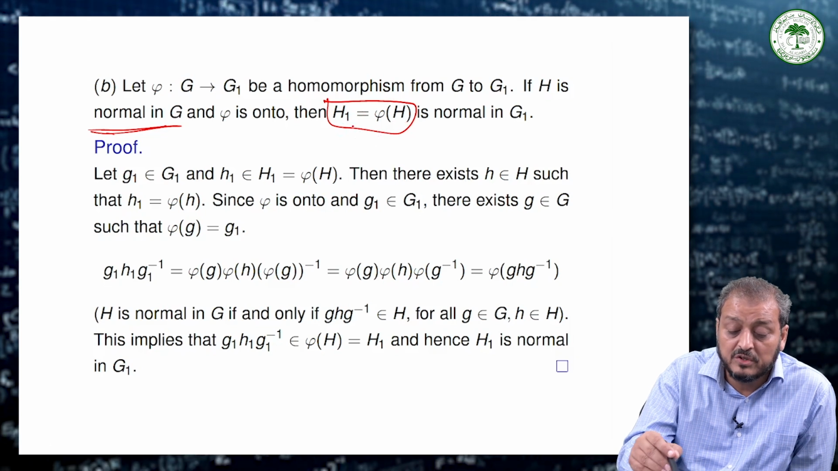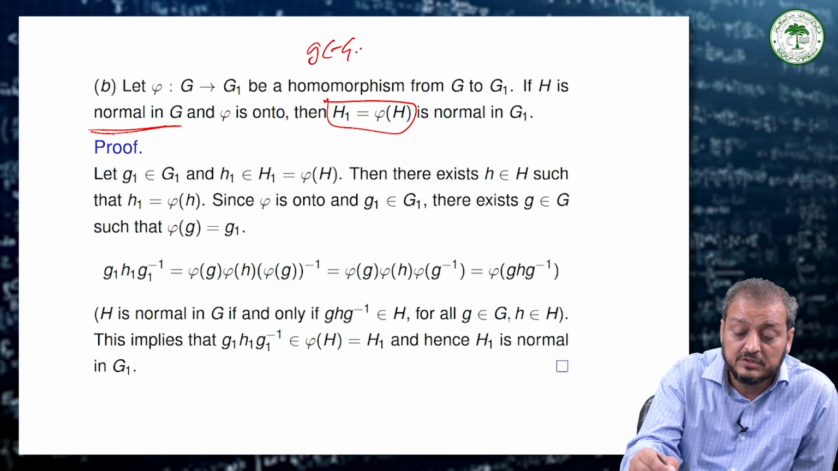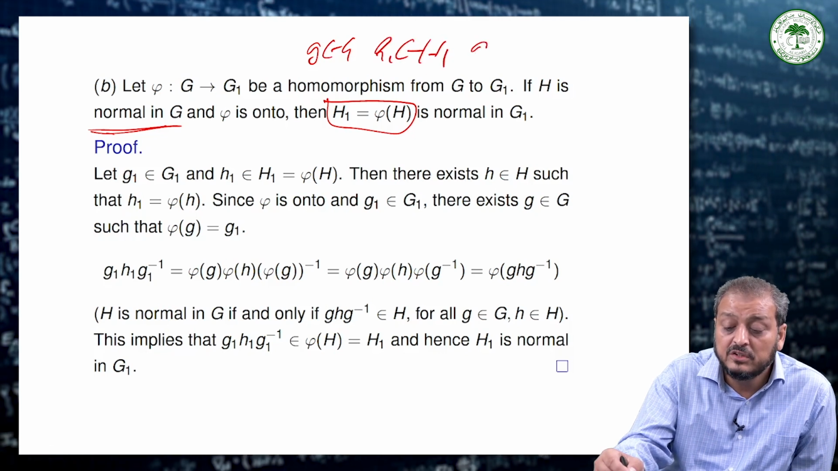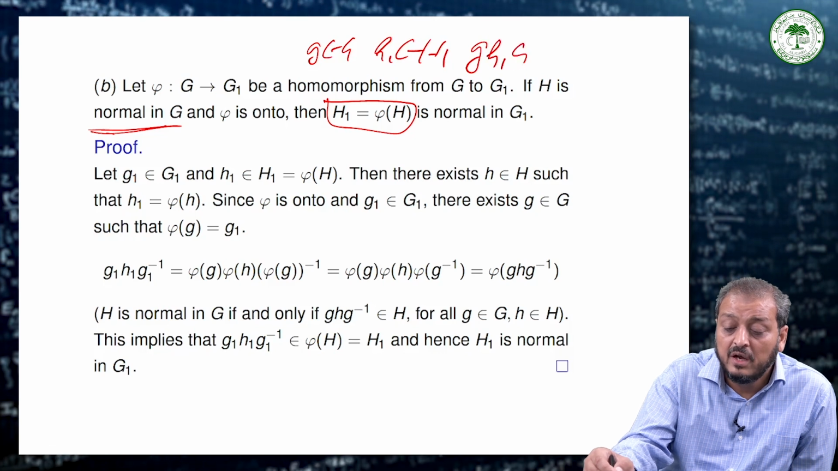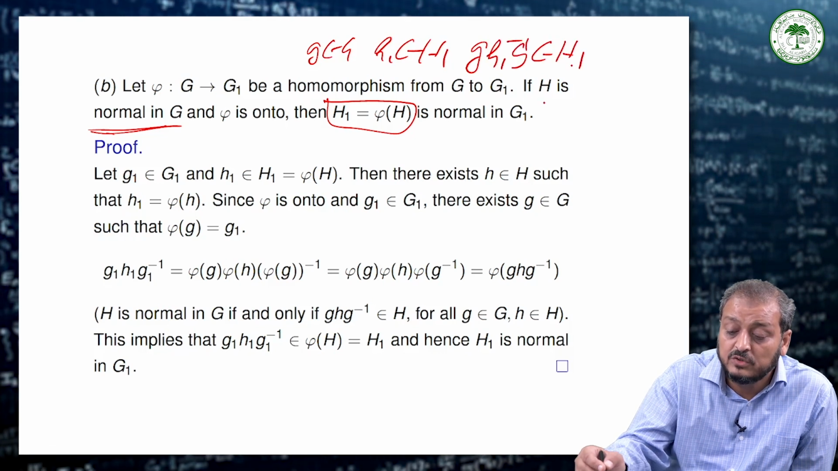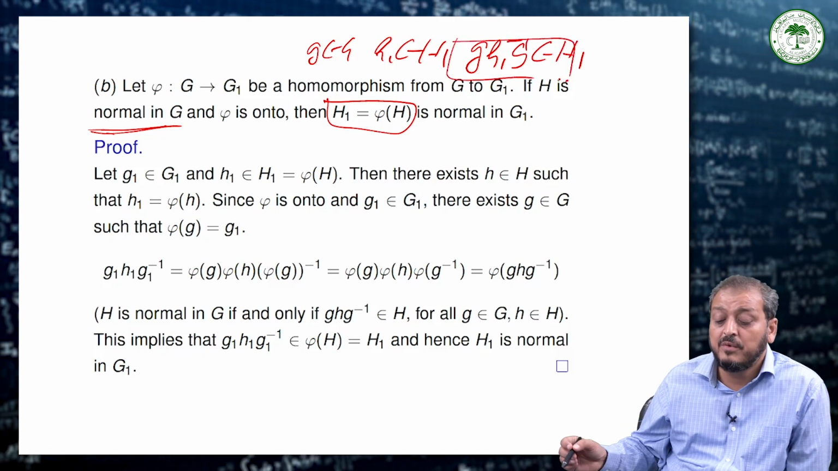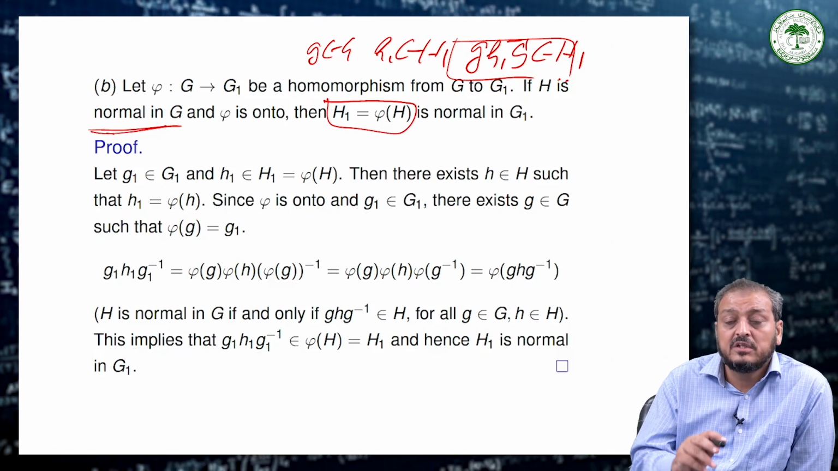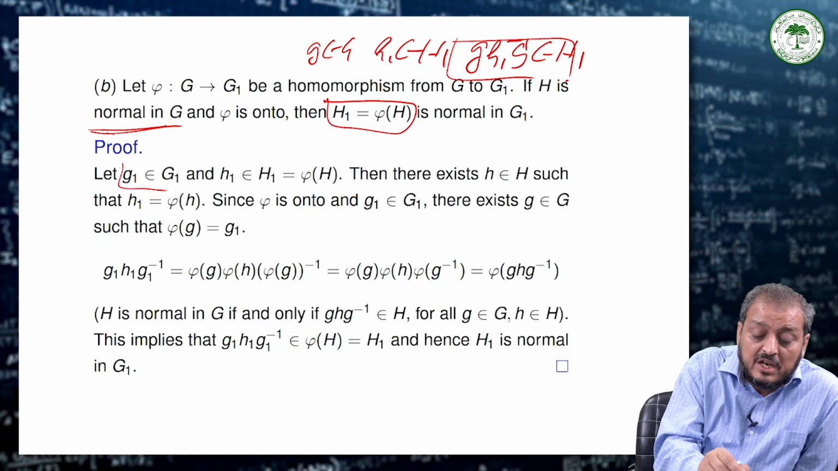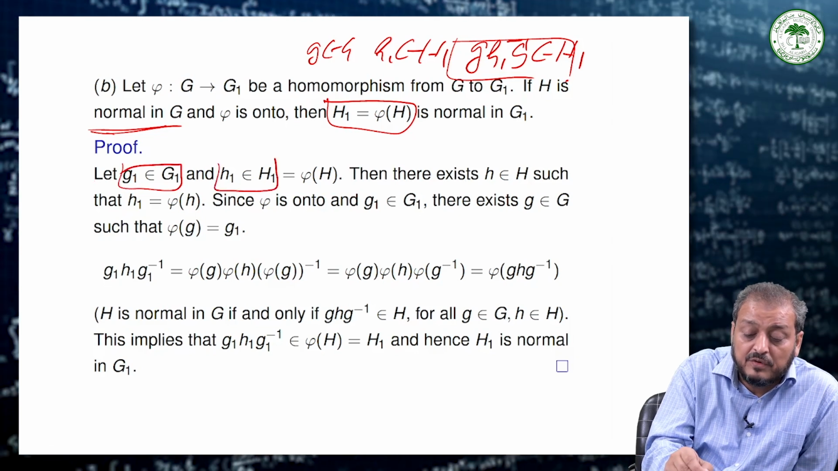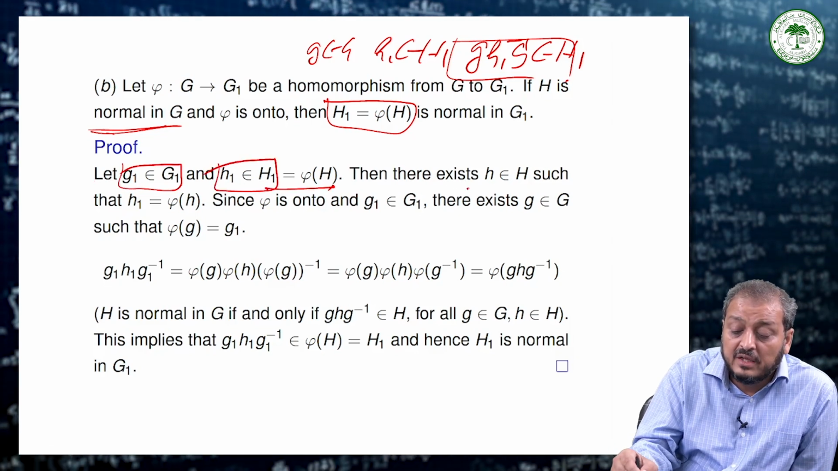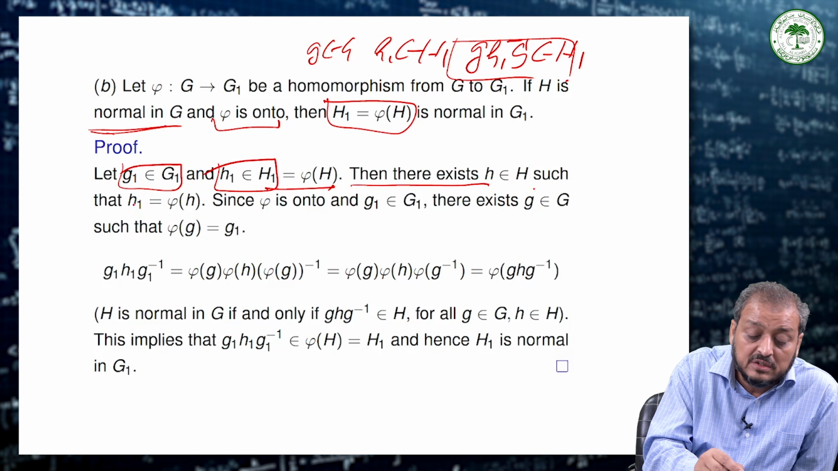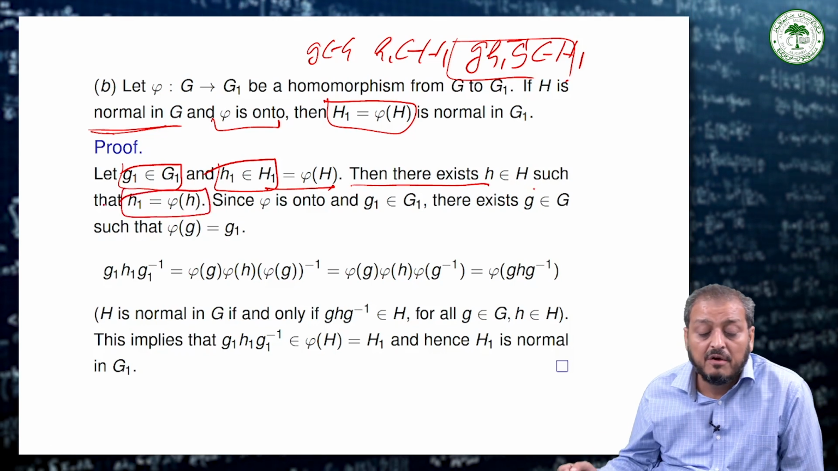Normality condition means we have to take any element G1 of G1, and then some H1 in H1. Then we can show that G1 H1 G1 inverse is also an element of H1. If we prove that this is also an element of H1, then we can say that this is a normal subgroup. So G1 is an element of G1, and H1 is an element of H1, equal to phi of H, and then because phi is onto, there exists some H belonging to H such that H1 can be written in the form of phi of H.